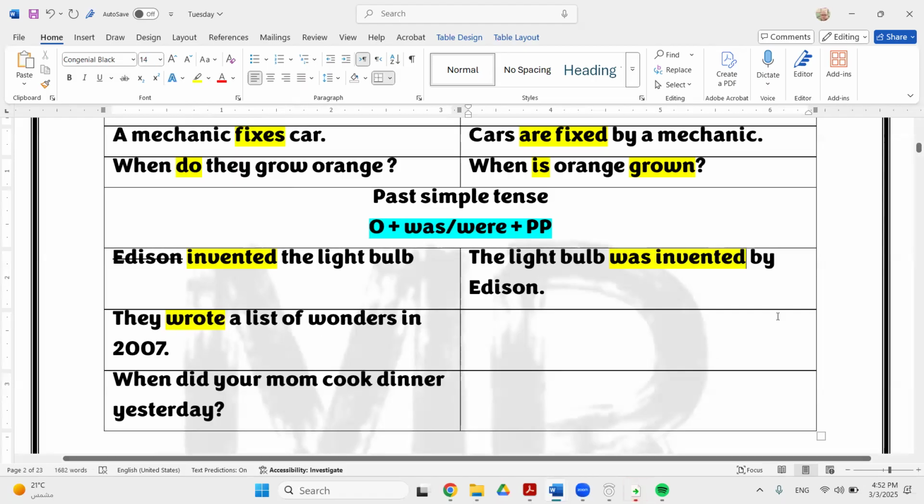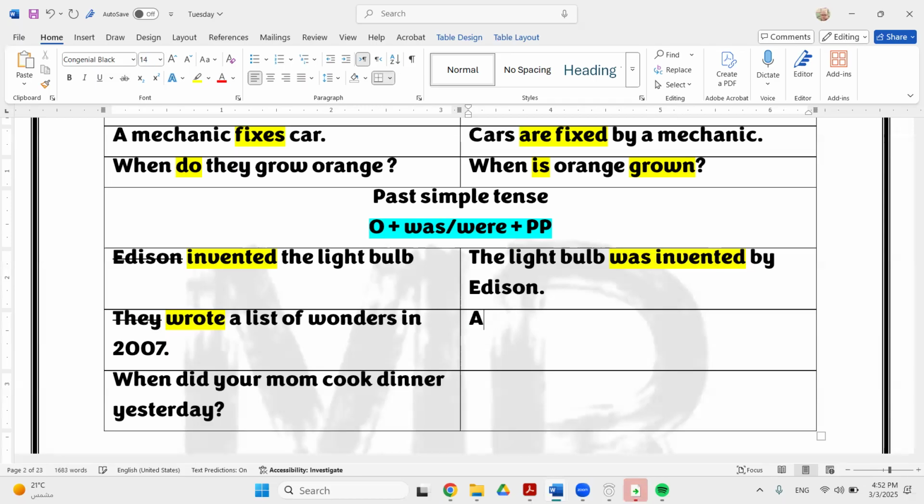They wrote a list of wonders in 2007. Can you do this for me, Fadi, if I need to remove they, if I don't know or I don't care who wrote it? A list of wonders. Perfect. A list of wonders in 2007. Can you repeat again? A list of wonders. This is a subject. In 2007. Okay, I have some questions for you.